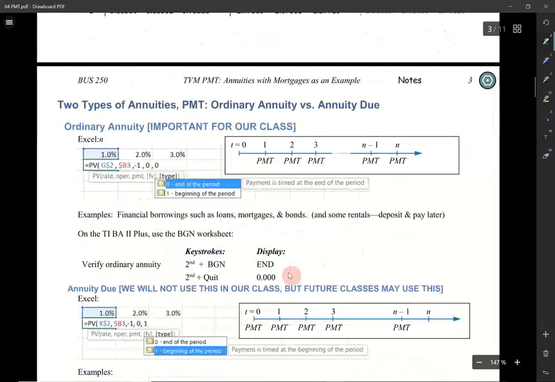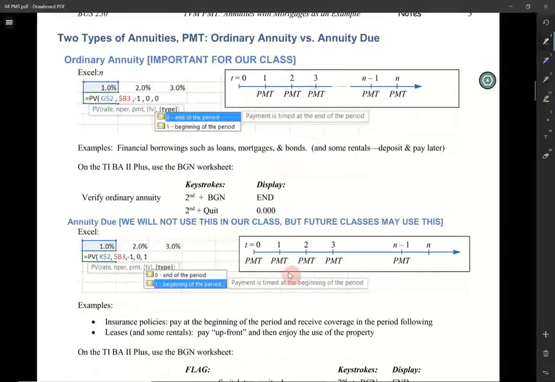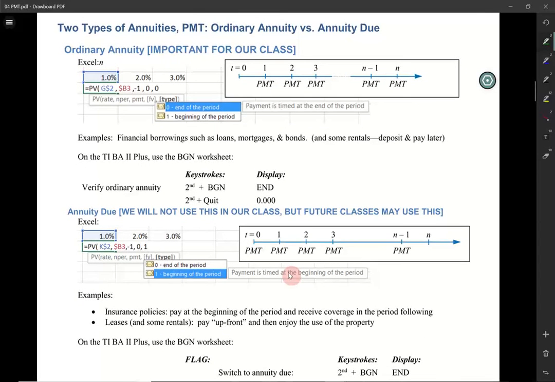Okay, so now I just want to mention that there actually are 2 variants. There's 2 types of annuities. One type of annuity is called an ordinary annuity, and that's basically what we'll be doing in our class. Okay, and so this is the annuity where there's no payment at the beginning, and then all of the payments are sort of at the end of the period.